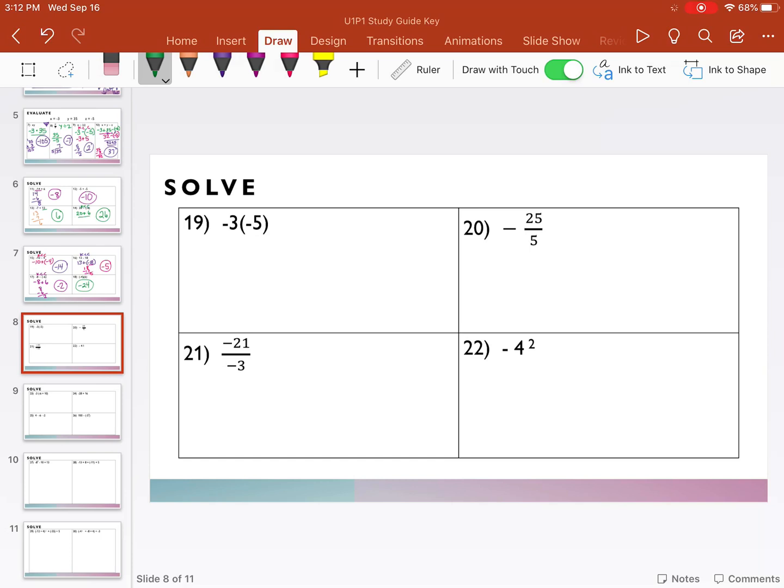Number 19, again, the numbers right next to parentheses means to multiply, so 3 times 5 is 15. Negative times negative makes it positive, positive 15.